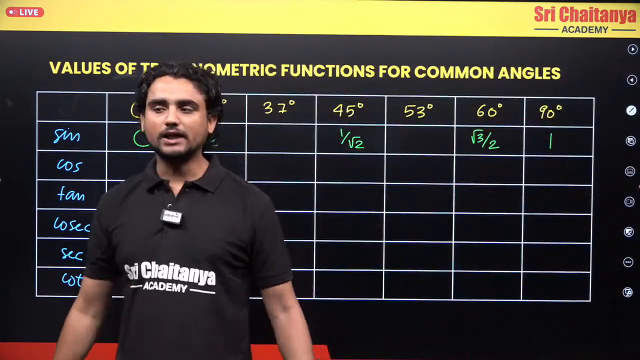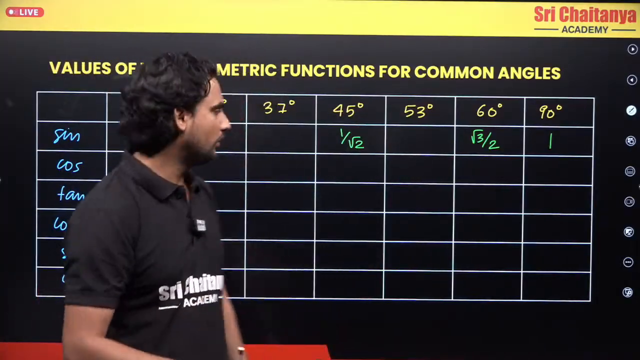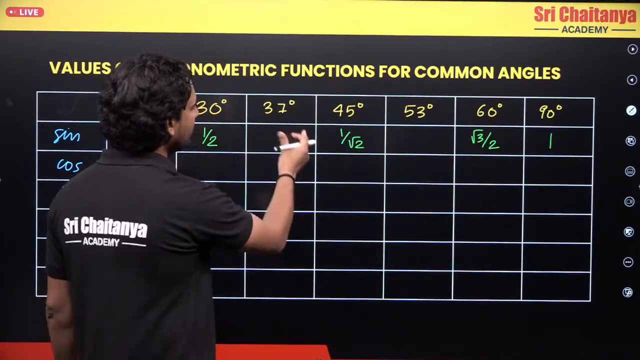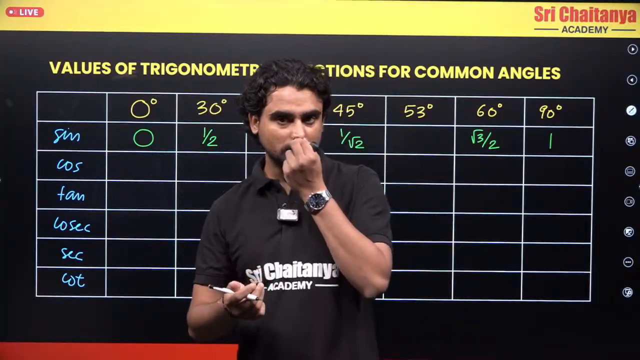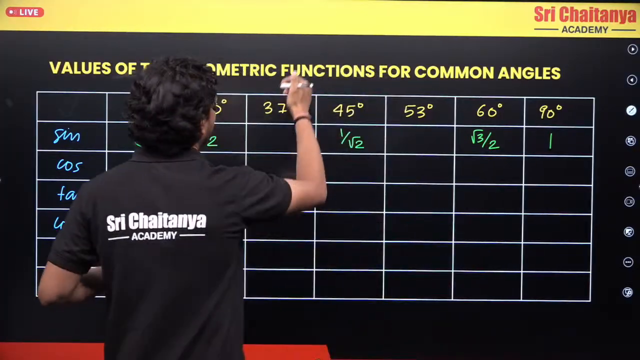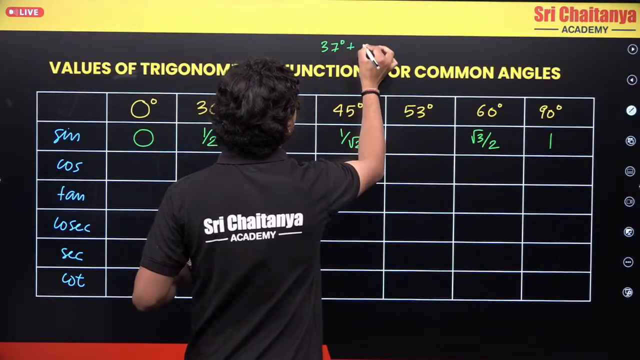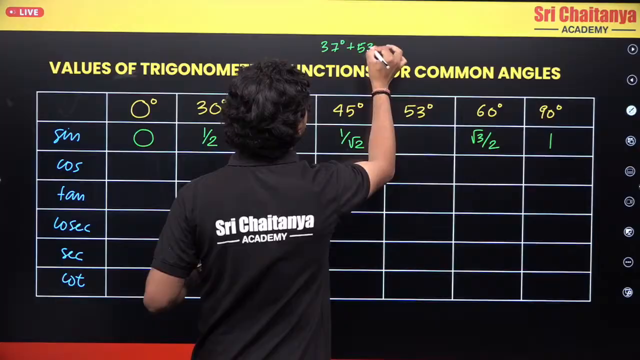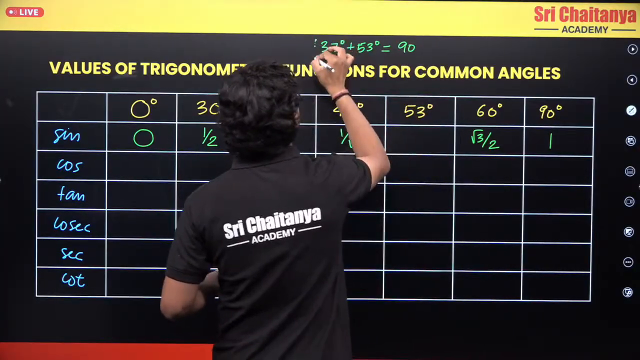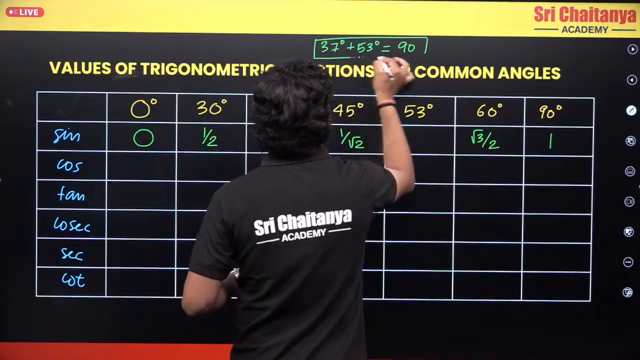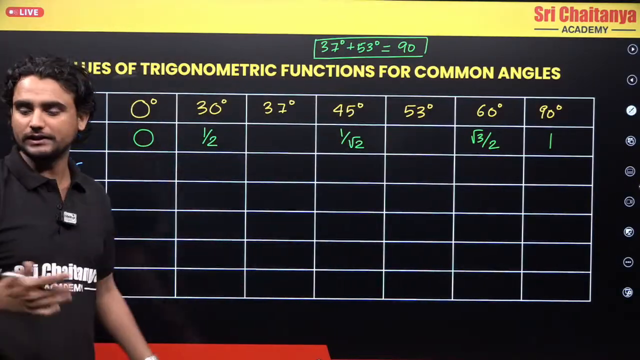Now, if you look at 37 and 53, right? So, what is 37 and 53? 37 and 53 are complementary to each other. When I say complementary to each other, what do you mean by that? I mean that 37 plus 53. What is 37 plus 53? This is equal to 90 degrees, right? So they are complementary to each other. So whenever you see 37 or 53, right?